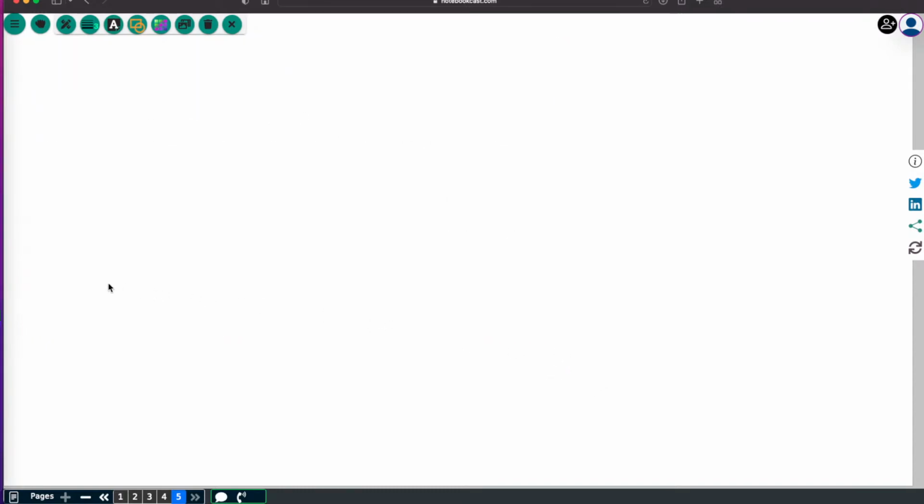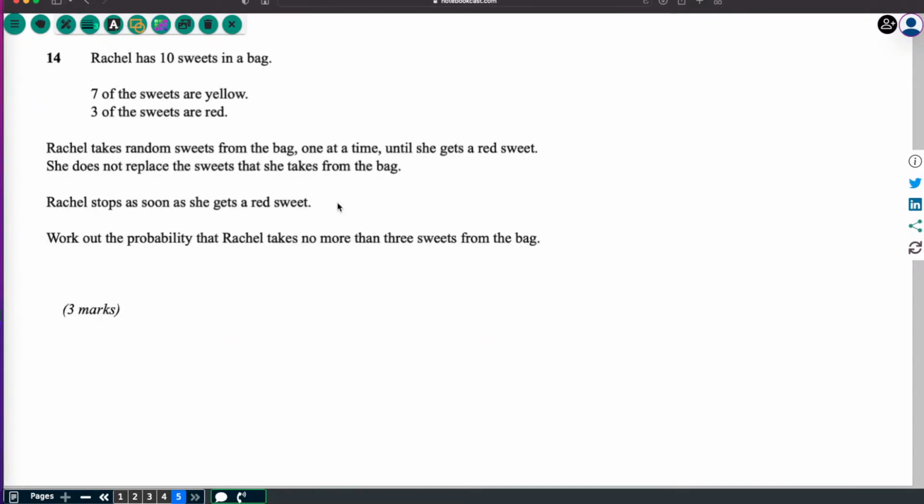So this question is only a 3-mark question, but it is still, I would say, kind of challenging. It says Rachel has 10 sweets in a bag. 7 of the sweets are yellow. 3 of the sweets are red. Rachel takes random sweets from the bag one at a time until she gets a red sweet. She does not replace the sweets that she takes from the bag. Rachel stops as soon as she gets a red sweet. Work out the probability that Rachel takes no more than 3 sweets from the bag.